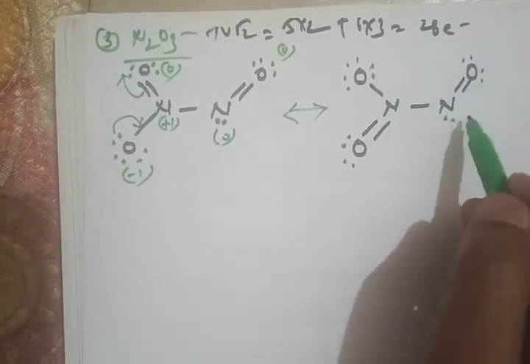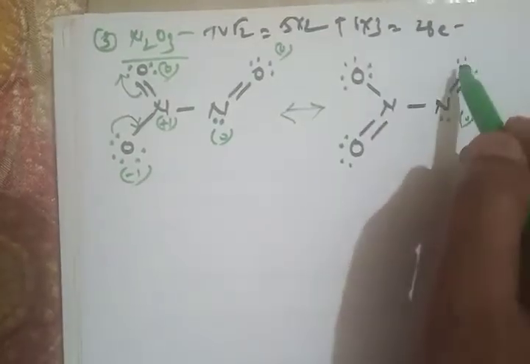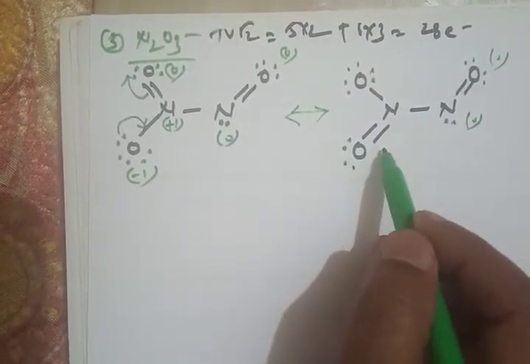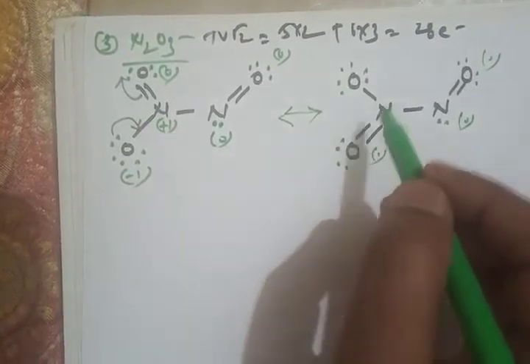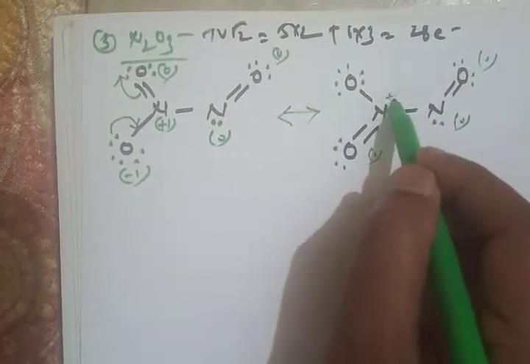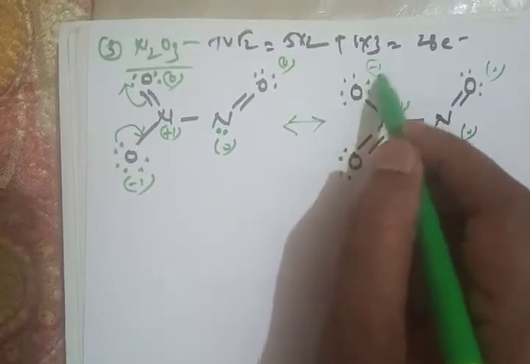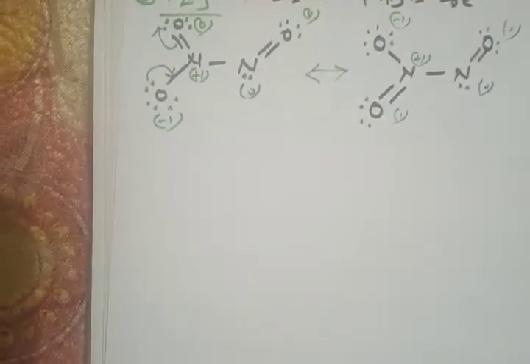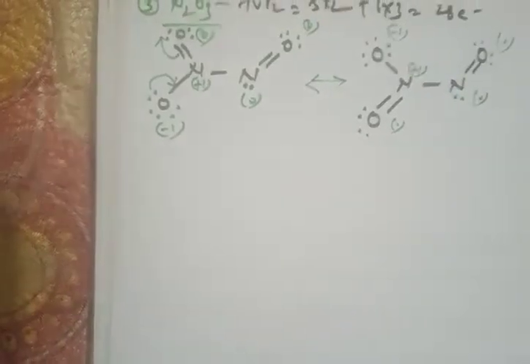1 2 3 4 5, so this will again be 0. 1 2 3 4 5 6, this will again be 0. 1 2 3 4 5 6, this is again 0. 1 2 3 4, this required 1, so this will be plus 1. Here 1 is in excess, so this is minus 1. This will neutralize.